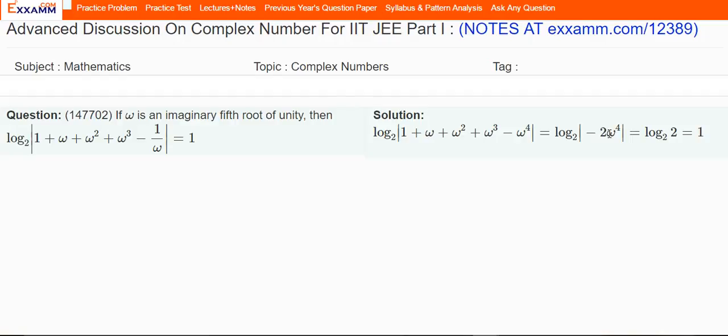Therefore, it would be of the form, say, cos 2m pi by 5 plus i sin 2m pi by 5, where m is between 0 and 4. So for every value of m, the modulus of omega would be 1. So this reduces to log 2 to the base 2, which is equal to 1. See, it's a one line solution. It looked so bad here.